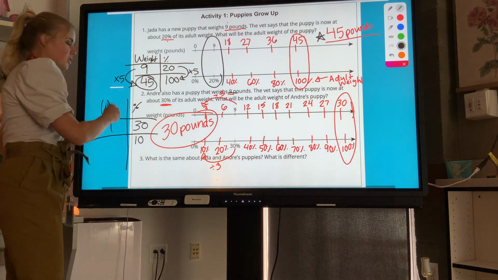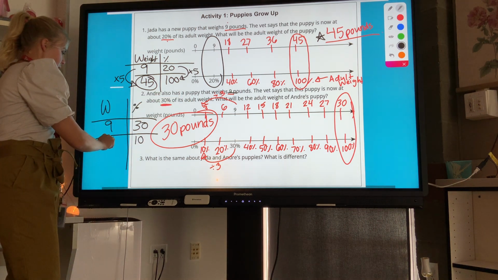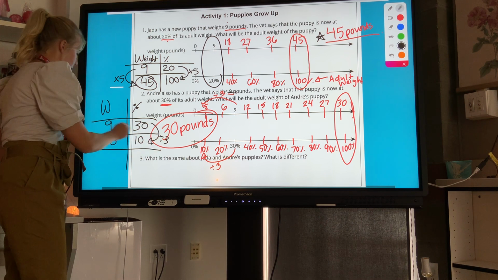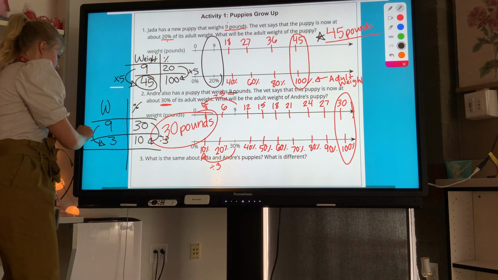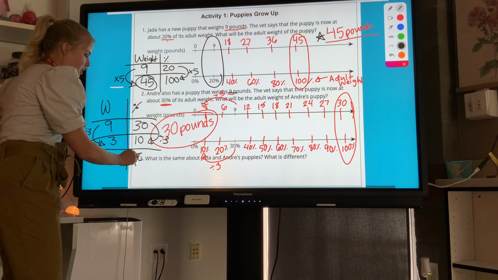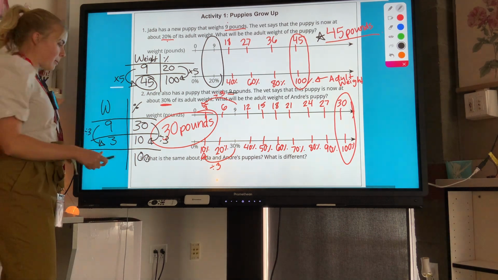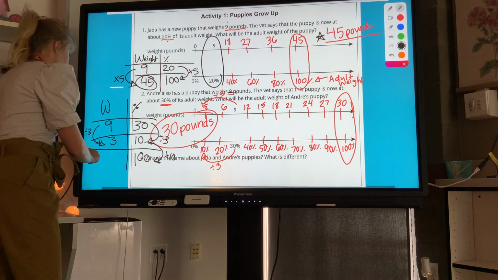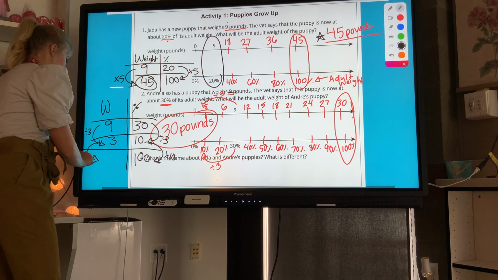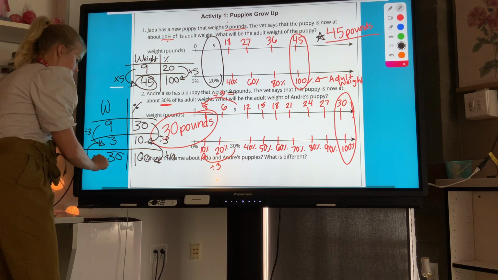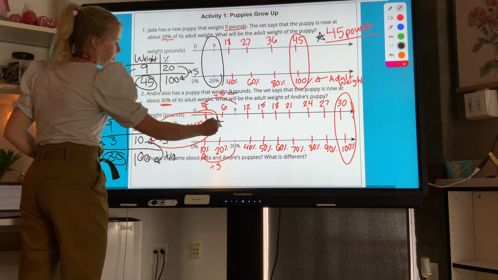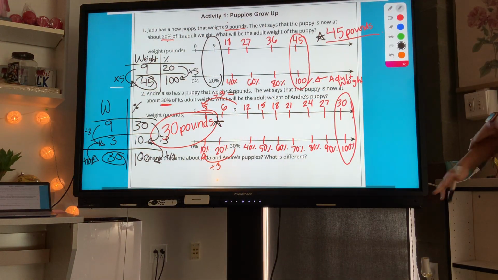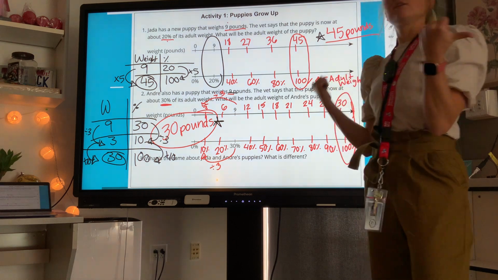First, I'm going to find out how much for 10%, which we did, which was 3 pounds. We divided it by 3. So to find out what 100%, which is the full weight of the puppy, we times 10 by 10 to get 100. So I'm going to multiply 3 by 10, and 3 by 10 gives me 30, which is, again, our answer. So I'm going to put a star by it because we did it correctly both ways. So anytime you have a double number line, you can go back to a table, but both ways work.